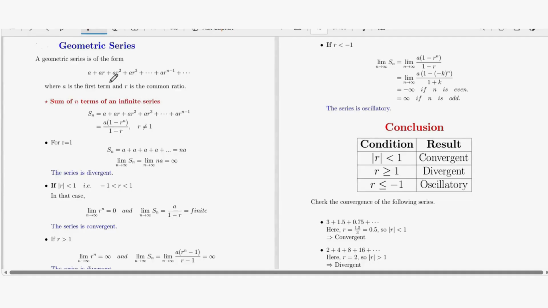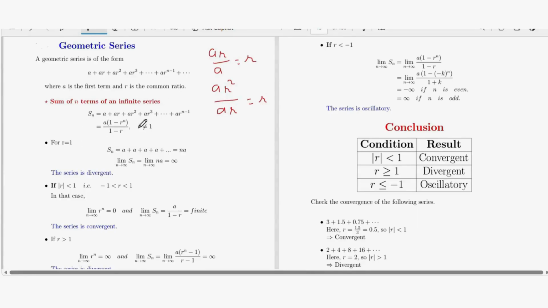Each term is divided by the previous term. Here the second term is divided by the first term, the third term by the second term, the fourth term by the third term and so on. So you will get the ratio r and this ratio is common. Let's check. The second term ar divided by a, the first term, gives r. In the same way the third term divided by the second term again gives the ratio r. So r is the common ratio.